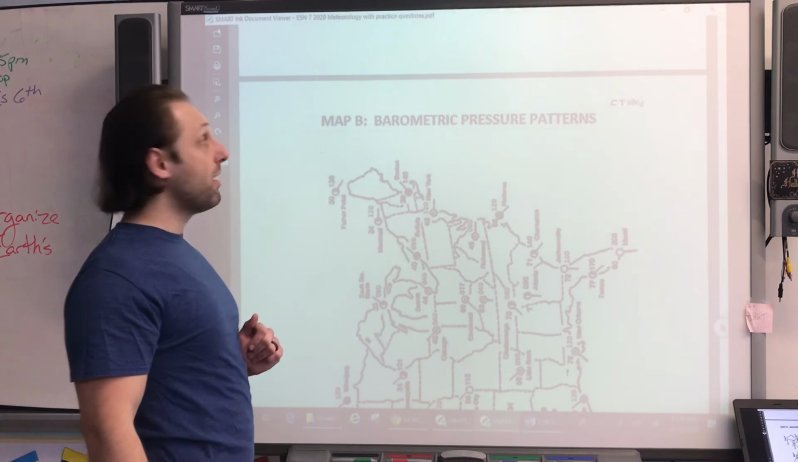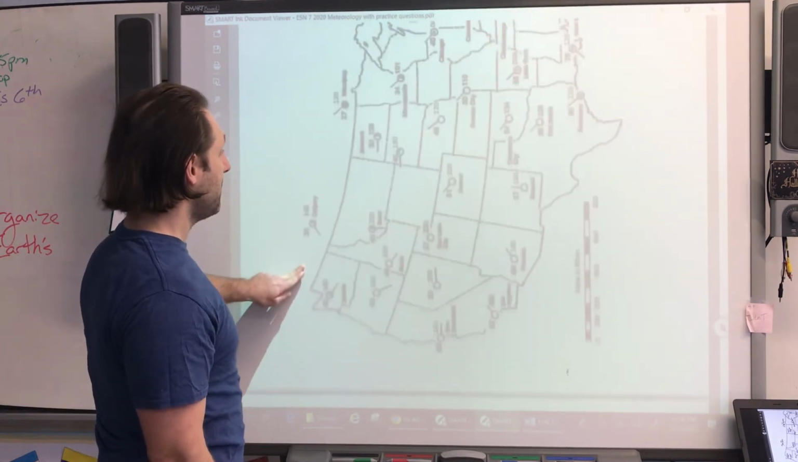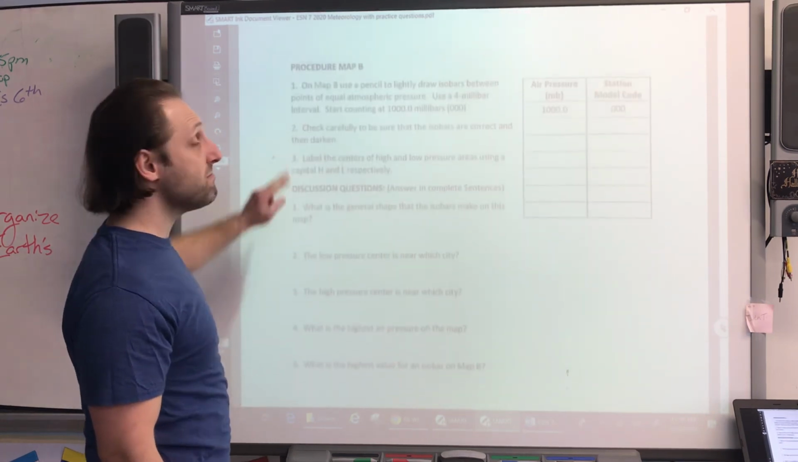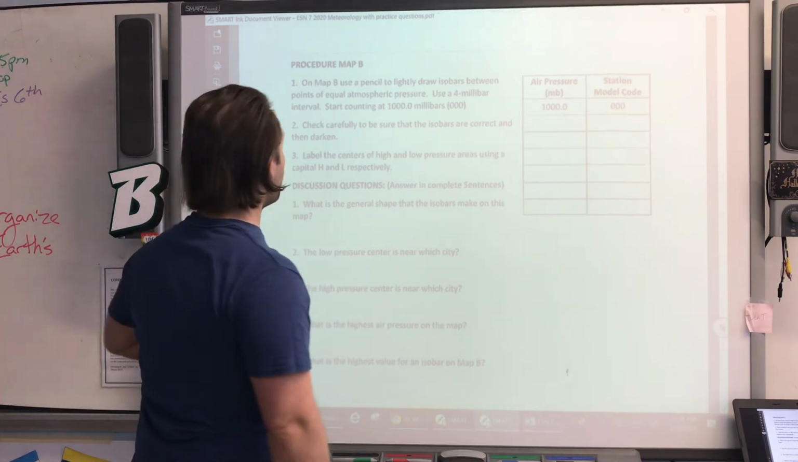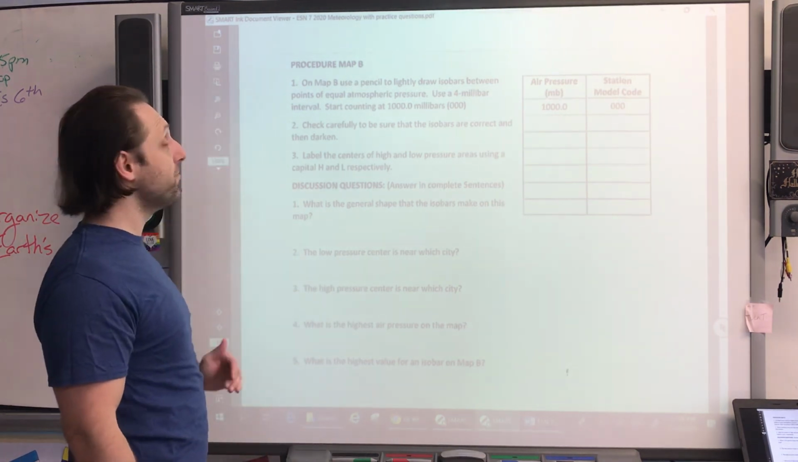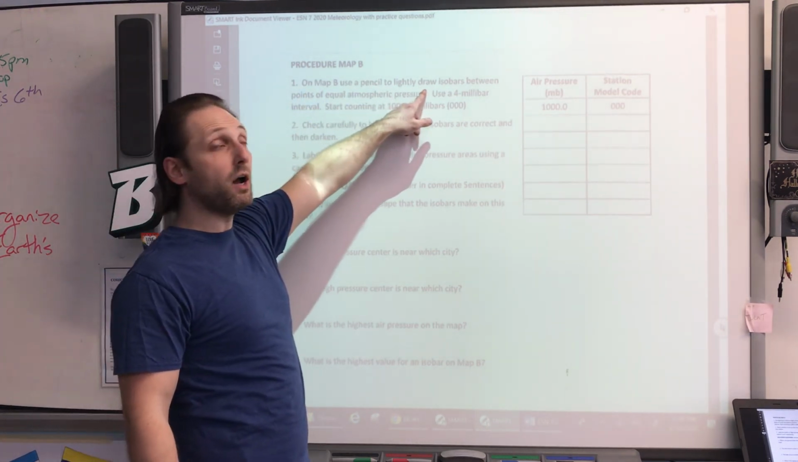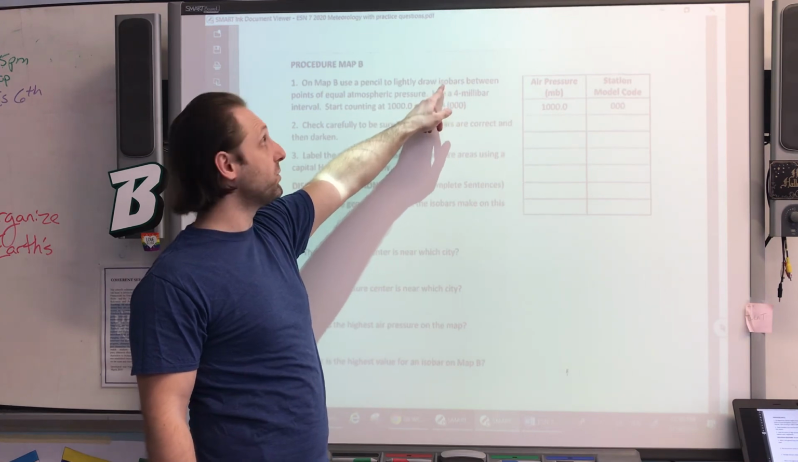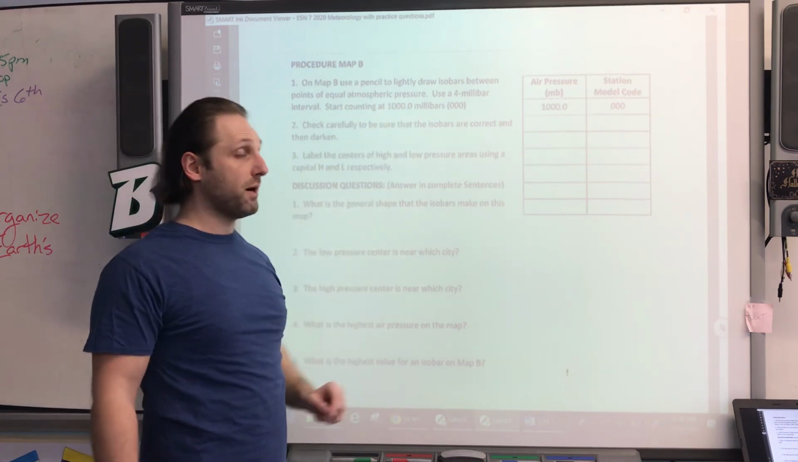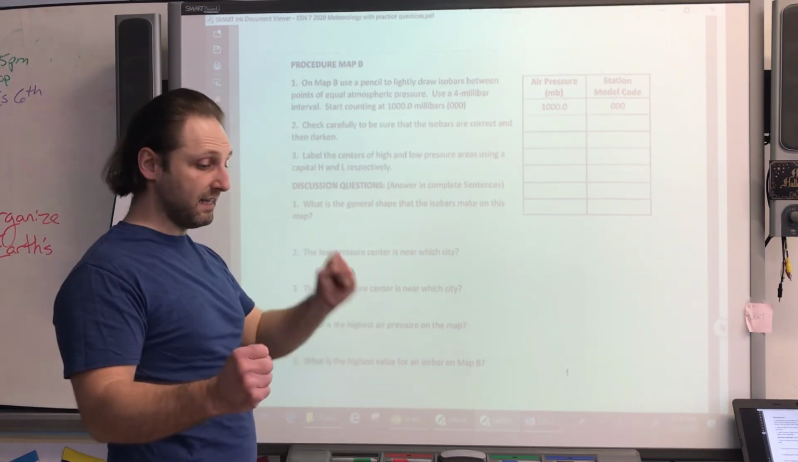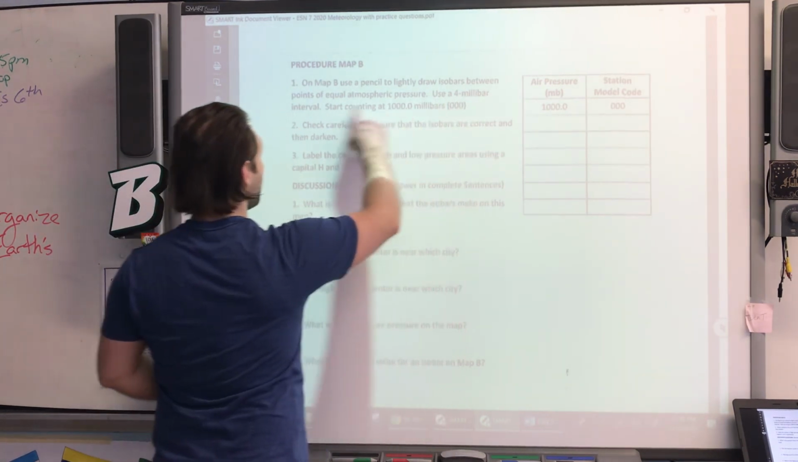Okay, map B. You're going to map the barometric pressure patterns here. It's the same map, same station models, but you're using a different aspect of the station model to help us predict the weather. So procedure map B. Step 1. On map B, use a pencil to lightly draw isobars. So iso lines again, but we're doing bars of pressure between points of equal atmospheric pressure. So we're connecting equal station model pressures. Use a 4 millibar interval.